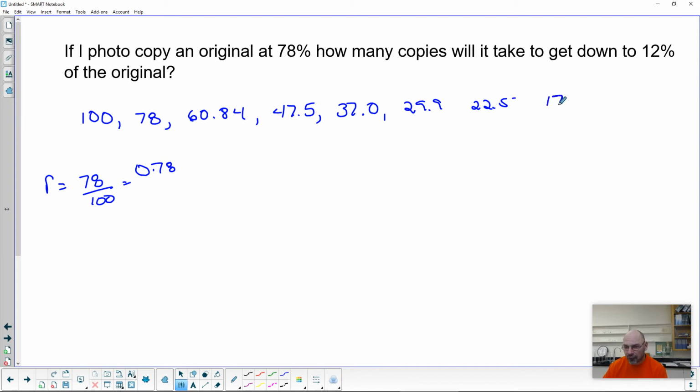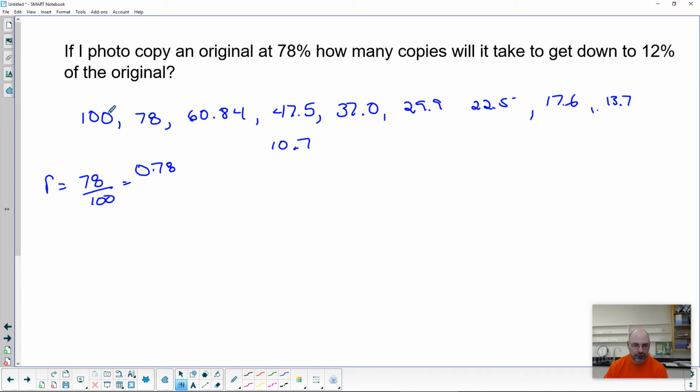$17.6, getting closer. $13.7. And our final one. Okay, 10.7. Okay, so it says how many cups it will take to get down to 12%.